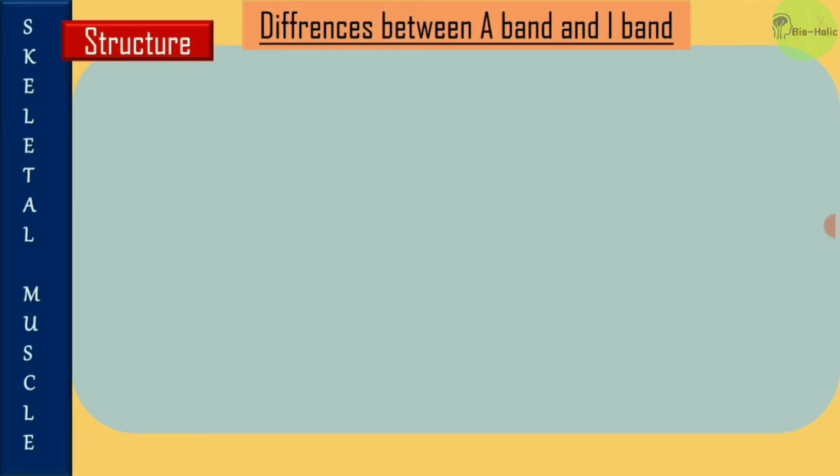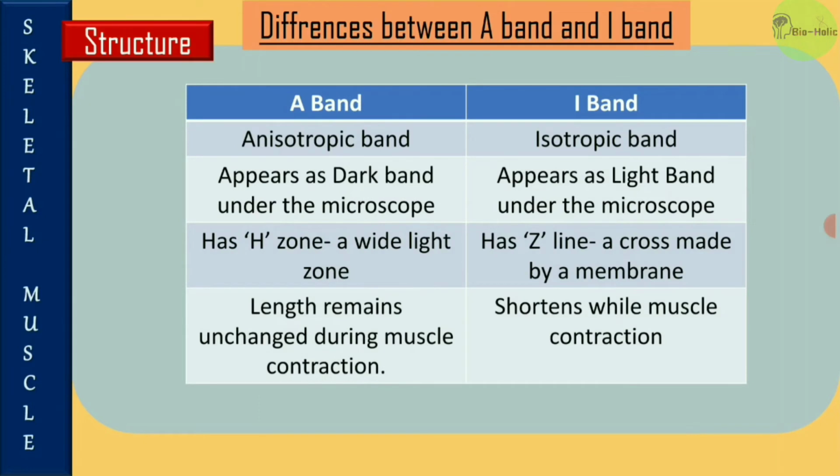Now the differences between A band and I band. The A band is also called anisotropic band and the I band is called isotropic band. The A band appears as dark band under the microscope and the I band appears as light band. The A band has H zone, that is a wide light zone, but the I band has Z line, that is a cross made by a membrane. In case of A band, length remains unchanged during muscle contraction, but in case of I band, during muscle contraction, it is shortened.